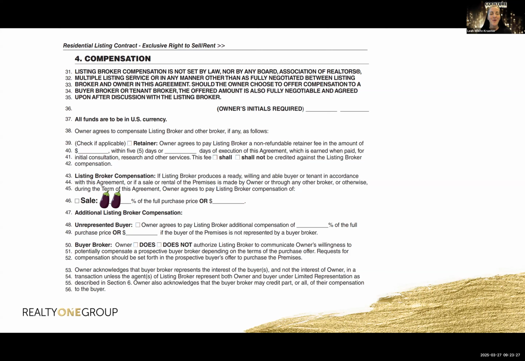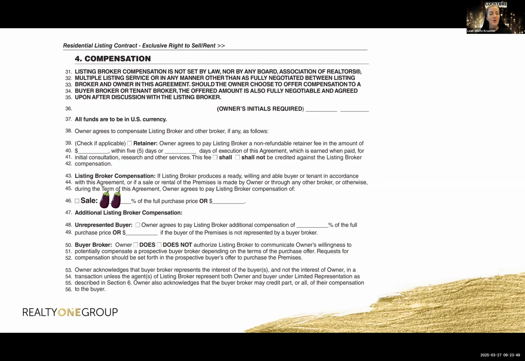You wouldn't think this is a problem, but it has been, especially based on the strength of the dollar in, well, whatever their currency form is in other countries. But all funds are to be in US currency. We're not negotiating that. Owner agrees to compensate listing broker and other broker, if any, as follows. Retainer fee.